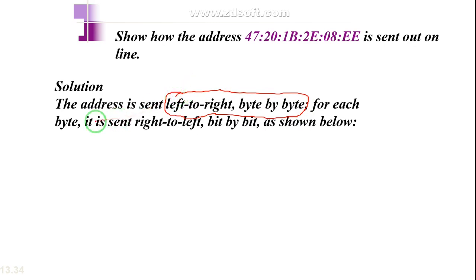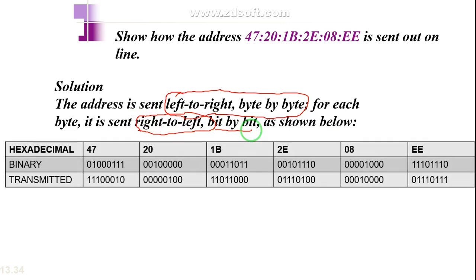And for each byte, it is sent what? Right to left, bit by bit. Now you would come to know. So first you have to represent this one. Make one table. First it is 47, this is your first byte. Second byte, it is 20. Third byte, it is 1B. Fourth byte, it is 2E. Fifth byte, it is 08. And sixth byte, it is EE.